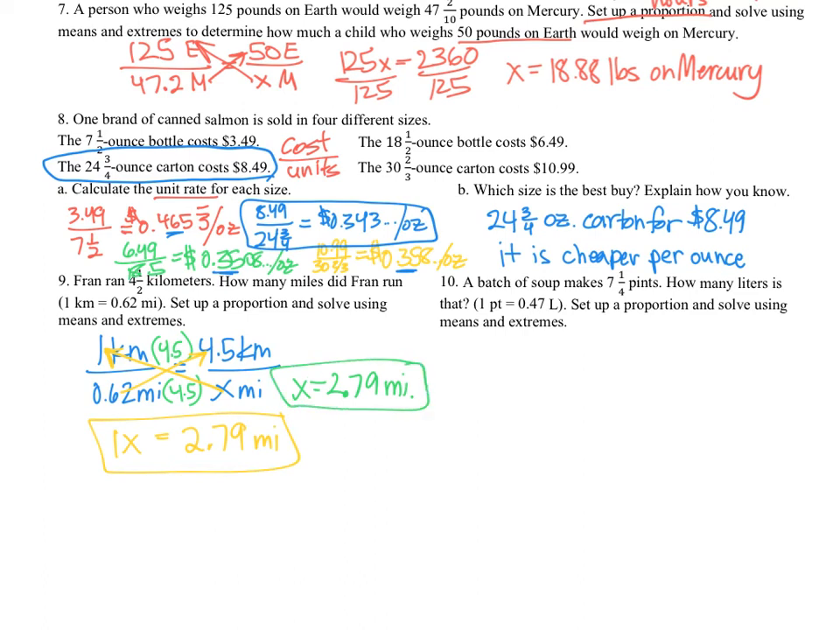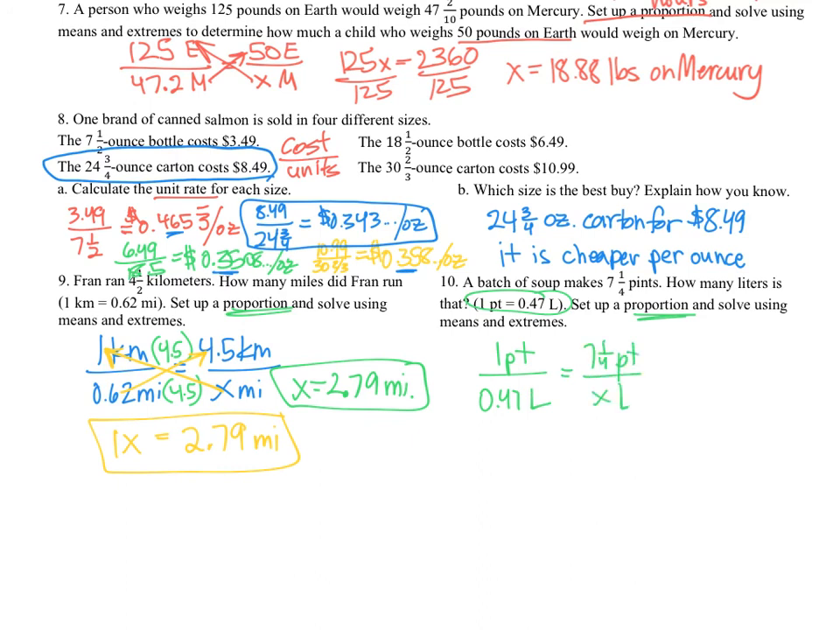All right, a batch of soup makes 7 1/4 pints. How many liters is that? And it gives us a conversion again. Set up a proportion and solve it. So we always have to. And it says to set up a proportion, we've got to do it. Well, I take the conversion they give me, 1 pint over 0.47 liters. And they gave me 7 1/4 pints. So how many liters?